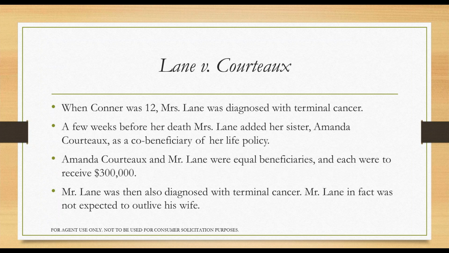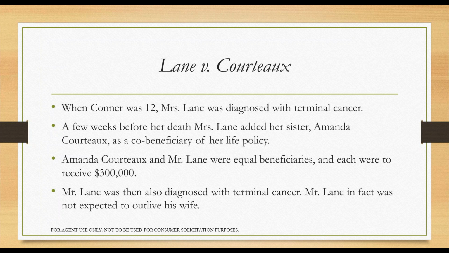So when Connor was 12 years old, Mrs. Lane, the insured, was diagnosed with terminal cancer. And so a few weeks before she died, Mrs. Lane added her sister, Amanda Corto, as co-beneficiary with her husband on the life policy. So Amanda and Mr. Lane, the spouse, were equal beneficiaries, and each were to receive at Mrs. Lane's death $300,000, half of the insurance proceeds.